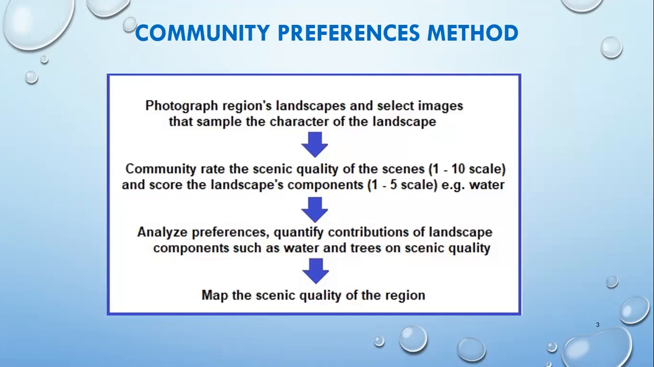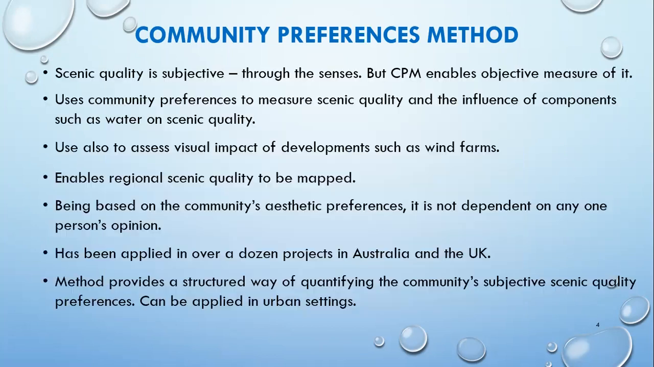From all the information and data that is gathered, you can analyse the preferences and quantify the contributions of the landscape components, such as water and trees, on scenic quality. And from all of that information, I'm able then to map the scenic quality of the region.